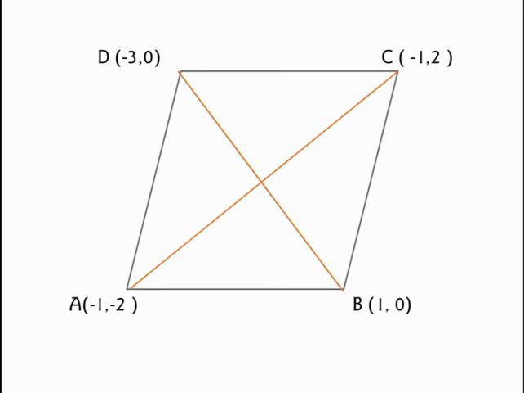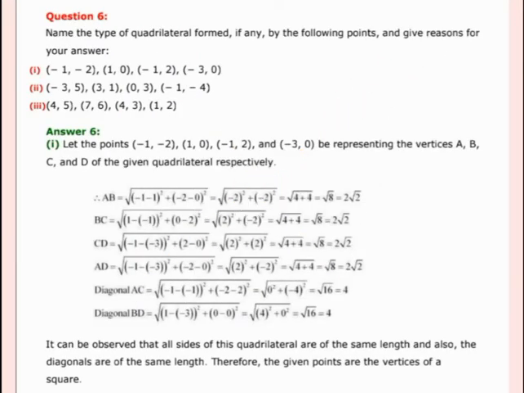Now we will find the diagonals. There are 2 diagonals, AC and BD. We will find the distance AC using the distance formula. A and C means first and third point. Under root (x1 minus x2) whole square means (-1 minus -1) whole square, and (y1 minus y2) means (-2 minus 2) whole square. It will be -1 plus 1 which is 0, -2 minus 2 is -4, whole square is 16 and square root of 16 is 4.